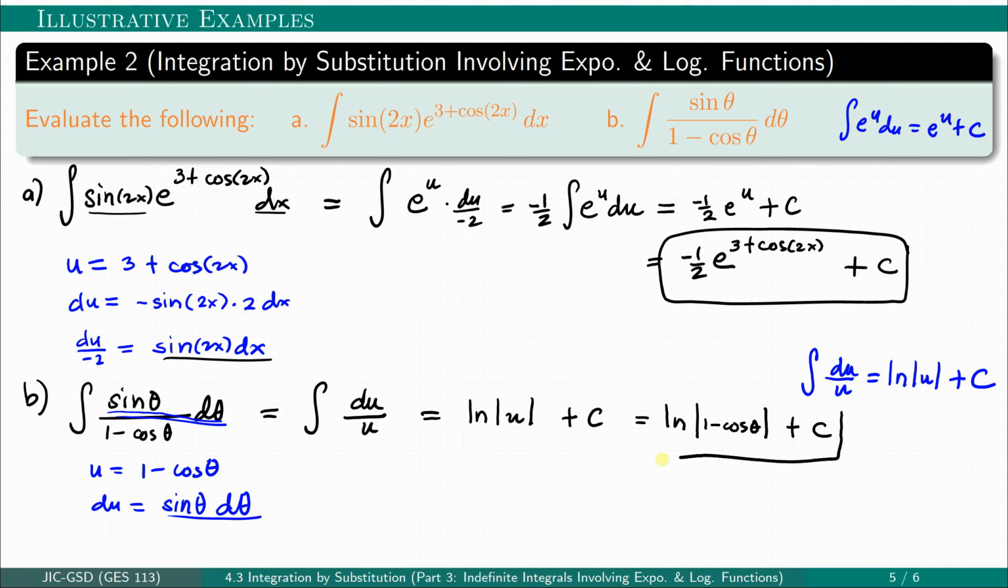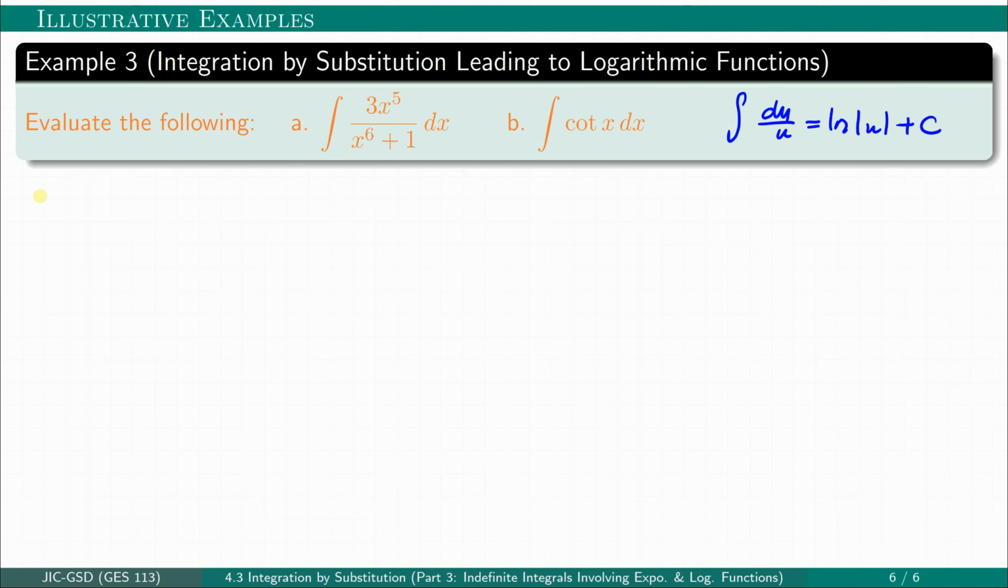For our third example, letter A, we have integral of 3x to the 5th power divided by x raised to 6 plus 1 dx. You have seen this many times that when we choose the u, its derivative must be present in the integral. So if we choose u to be x to the 6 plus 1, then du will be, the derivative of x to the 6 is just 6x raised to 5 dx.